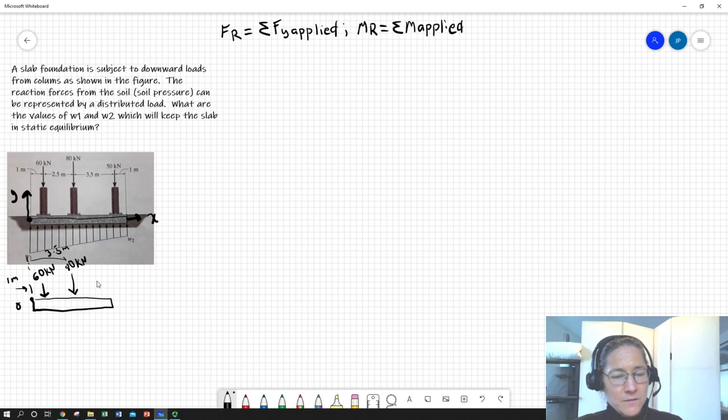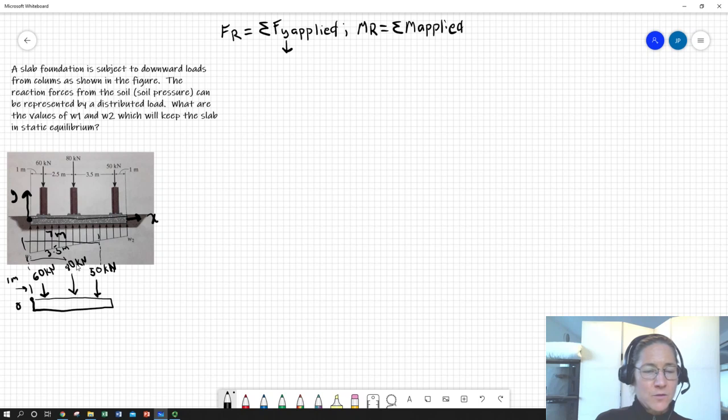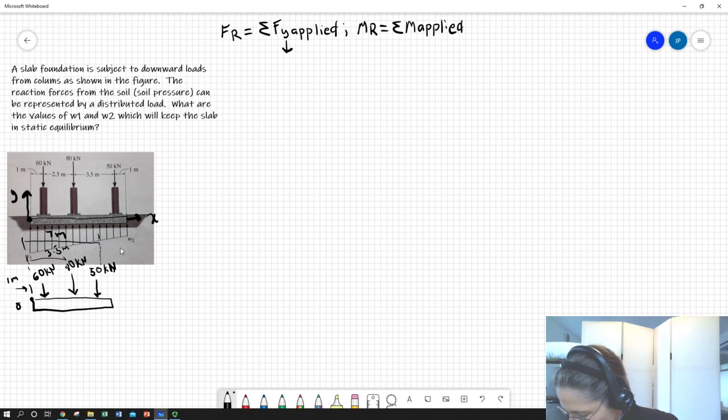And then we've got a 50 kilonewton at 6 meters. 2.5 and 3.5 is 5, 6, plus 1 is 7. So the sum of the forces, they're all going down. This is 60 plus 80 is 140, and 50 should be 190.